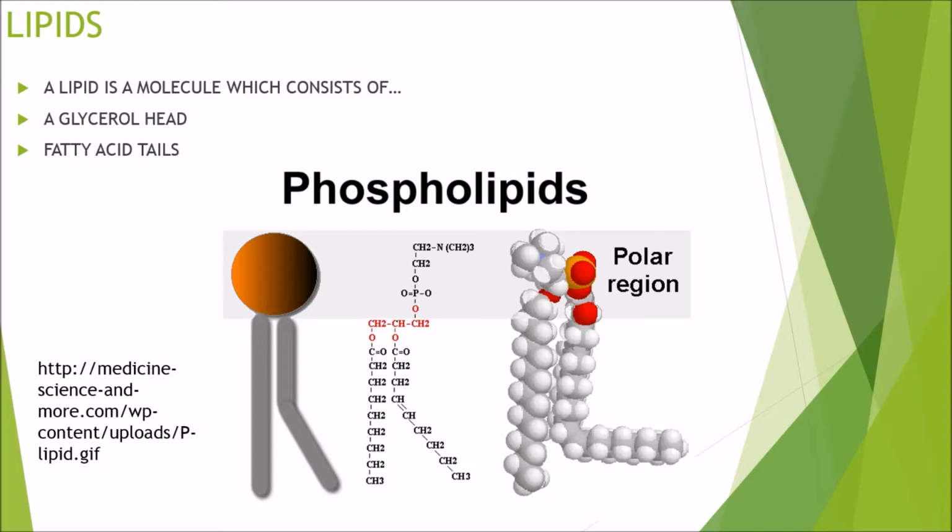Again, this is another type of lipid. It's called a phospholipid, so it's still classed as a lipid. The only difference is that the glycerol head has a phosphate group attached, and this makes the phospholipid polar. So we now have a hydrophilic head and a hydrophobic tail. The hydrophobic tails will point away from water, and the hydrophilic head will point towards water.